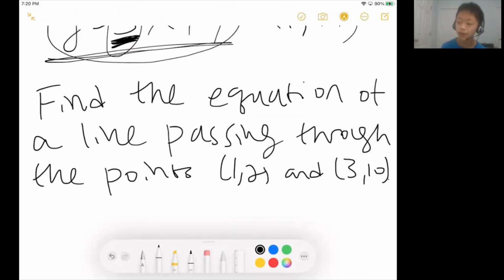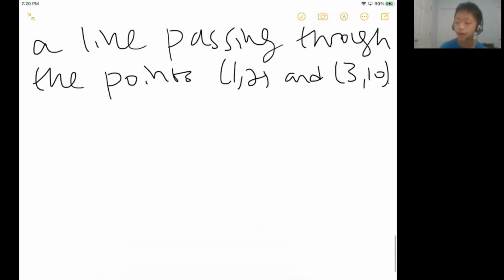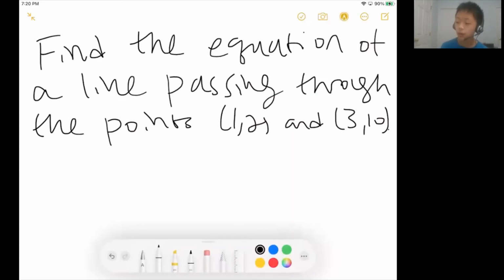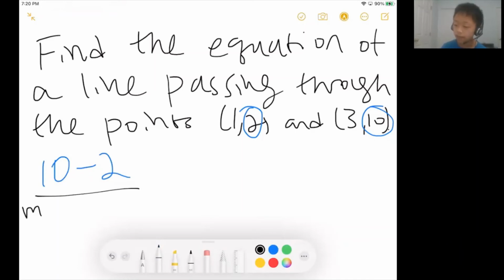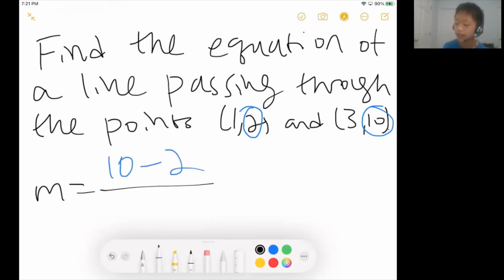As we discussed earlier, the slope of the line can be calculated by taking the difference in the y coordinates and dividing by the difference in the x coordinates. So here the two y coordinates are 2 and 10, so the difference is just 10 minus 2. And now remember that slope, which is m, is equal to the difference in the y coordinates divided by the difference in the x coordinates. We know the x coordinates are 1 and 3, so the difference in the x coordinates is 3 minus 1.